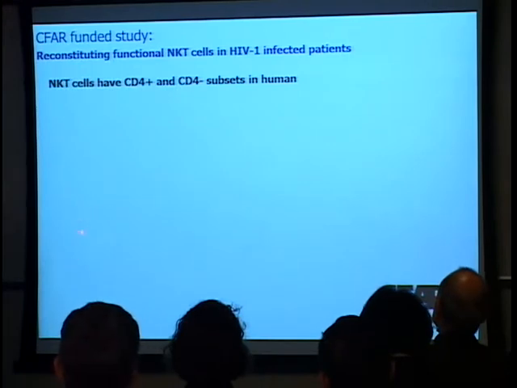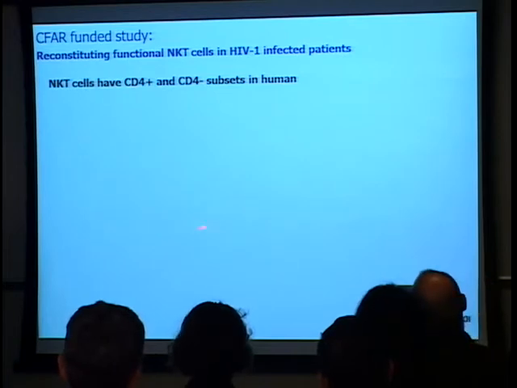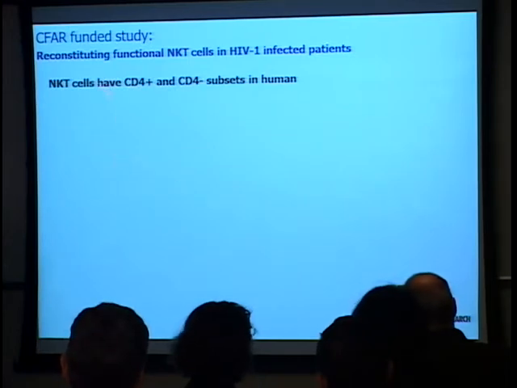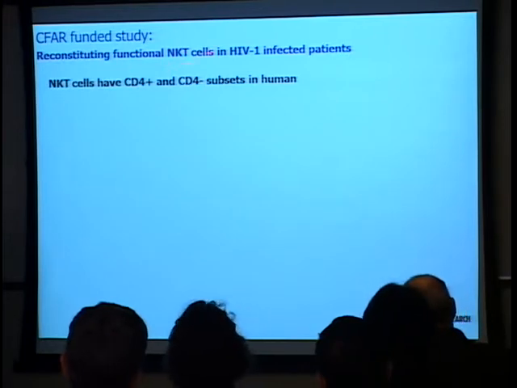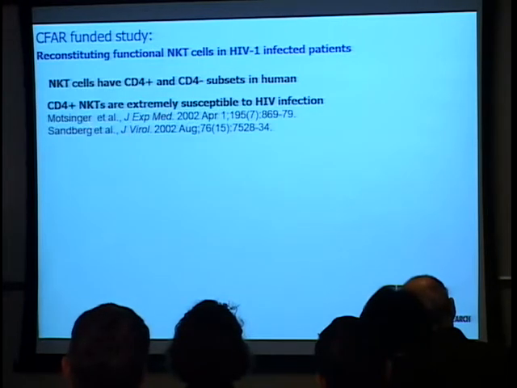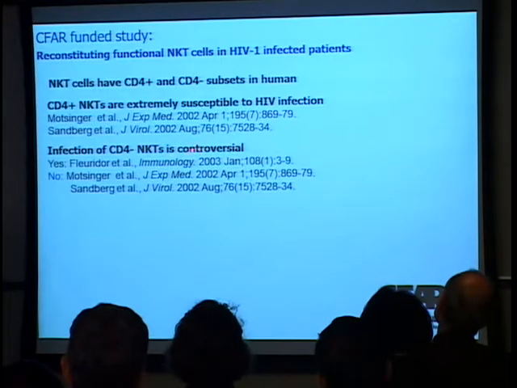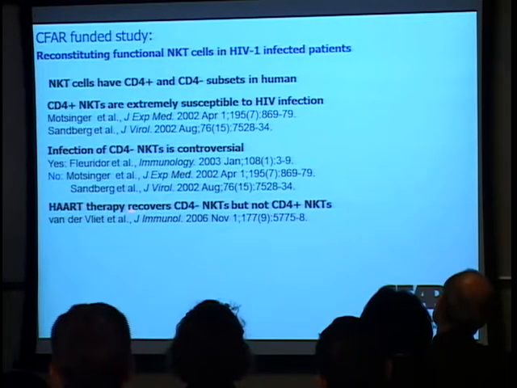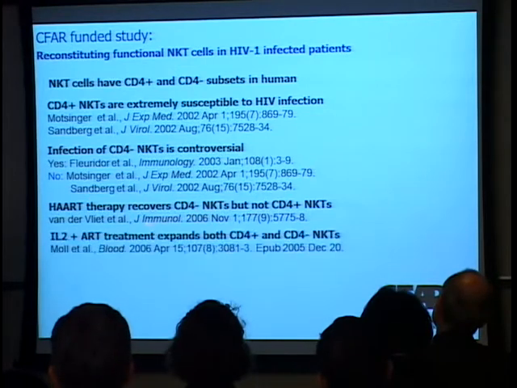So we have already done some preliminary studies with some funding from CFAR Houston, 2 or 3 years ago. We got funded by a pilot project to try to reconstitute the function of NKT cells in HIV-infected patients. In the field, it has been published by several labs that NKTs have 2 subsets in humans, and they are susceptible to infection. And the HAART therapy can recover the NKT cells.